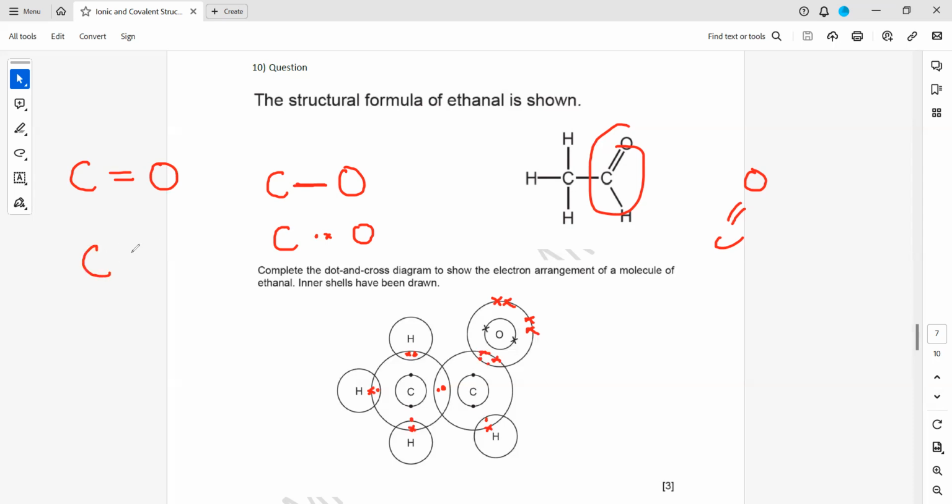So if this is the electron of carbon, then the cross is representing the electron of oxygen. Same thing, if this is an electron of carbon, the cross is representing the electron of oxygen. So if there's a double bond, we have to show four electrons between them. If there's a single bond, we have to show two electrons between them, or a pair of electrons. So C double bonded with O means four electrons are there between carbon and oxygen. Is it clear? Yes, thank you.